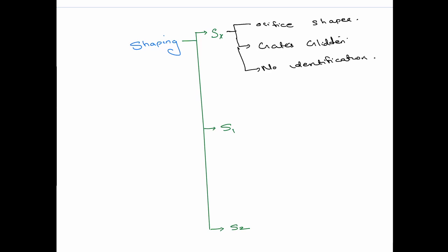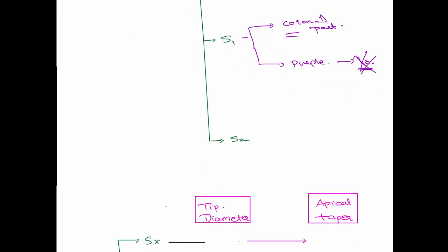Now the second is S1, which is the second shaping file. I told you the first one is used as orifice shaper. This is used for shaping the coronal part of the canal. This one is orifice, this is the coronal part. You know orifice is the opening. I told you there is no identification ring in SX, but this has got a purple identification ring, like the file 10 we call it. It's completely different, not related, but like the file 10, it's purple. Then the diameter is different.